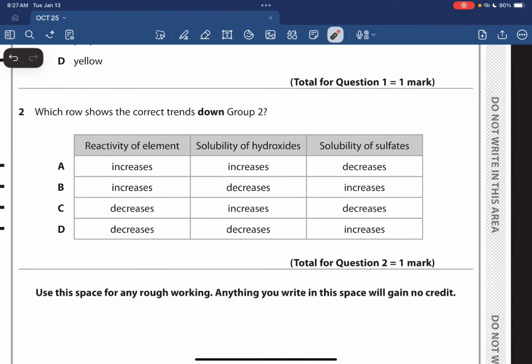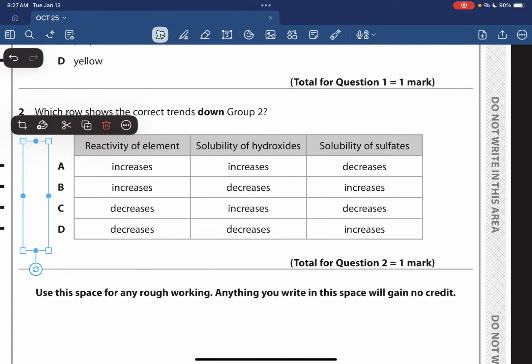So down group 2, the solubility of the hydroxide increases down the group, and for sulfate the solubility decreases down the group. Okay, so the answer should be A.